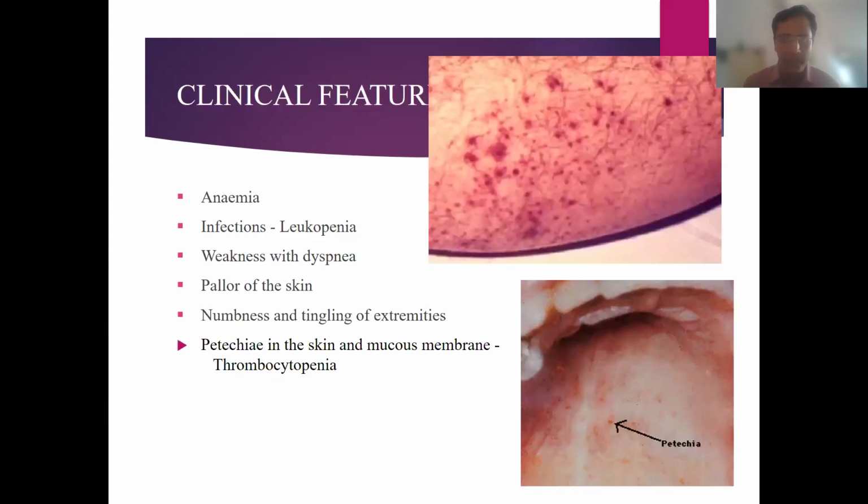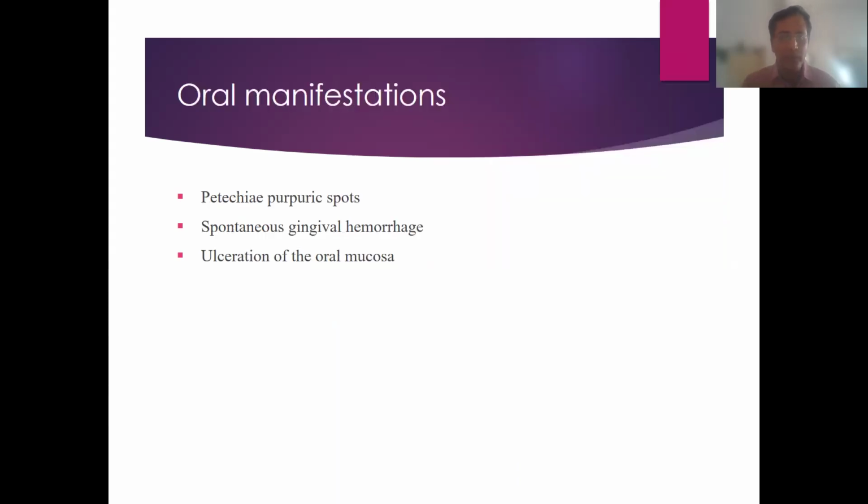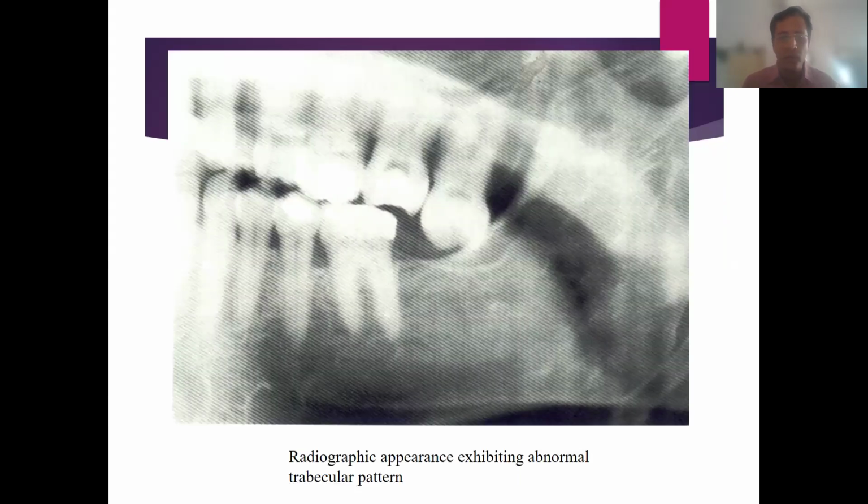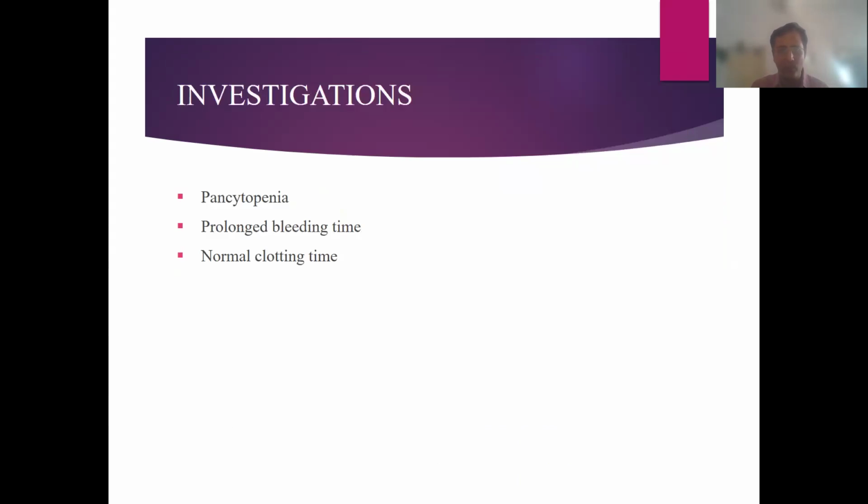Through pregnancy also. Now, what are the clinical features? Clinical features can be due to anemia, infection, that is leukopenia: weakness, pallor, numbness and tingling, fatigue. There are small dots in this, there is thrombocytopenia, that is purpuric spots, spontaneous gingival hemorrhage, ulceration in the oral mucosa. What is the radiographic appearance? What we got is abnormal trabecular patterns. If you see this aplastic anemia, we will get abnormal trabecular patterns. Investigation: prolonged bleeding time will be there, but one of the most important is bleeding time will be prolonged.